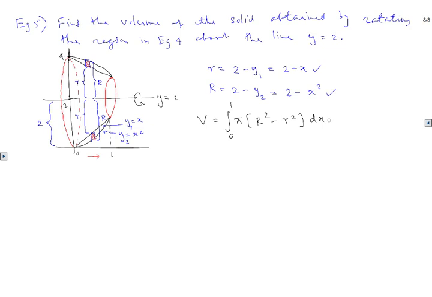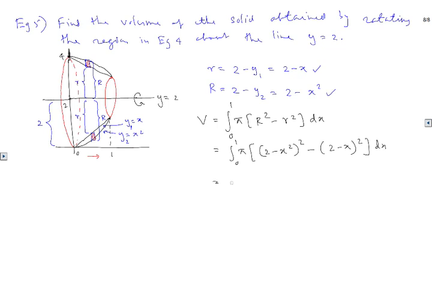In the washer and disk method, it's moving along the axis. The axis is horizontal, so it's moving in the horizontal direction, so dx. Now we plug in: the integral from 0 to 1 of pi. What's the larger radius? 2 minus x squared, squared, right? Minus the small radius 2 minus x, squared, dx.